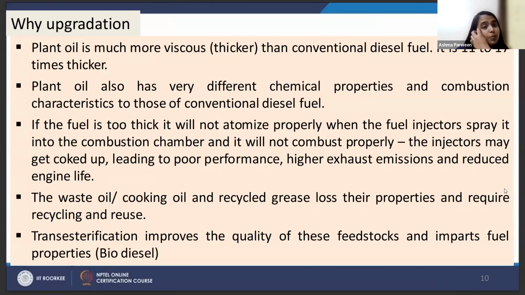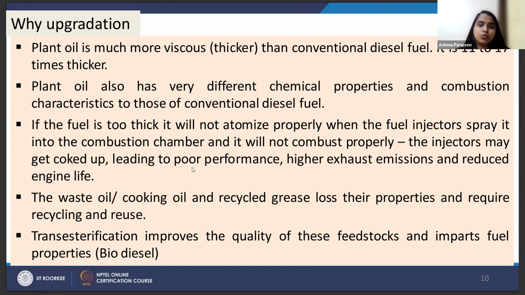So next is why upgradation of bio oil to biodiesel is required. Why are we not using the plant oil as it is? The reason is that the plant oil is much more viscous than conventional diesel fuel. It is around 11 to 17 times thicker than the diesel fuel we use. Also, the plant oil has very different chemical properties and combustion characteristics as compared to conventional diesel fuel.